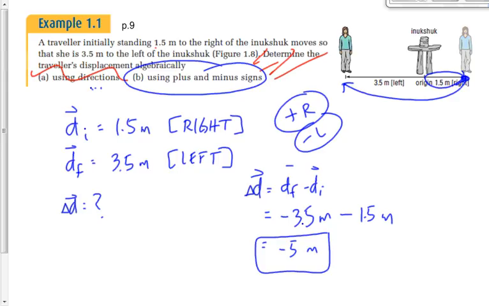When you see these questions pop up in a minute that you're going to have to do yourself, first identify what you got. Do you have two positions or do you have two displacements? If you have positions like we do here, subtract them. Make left negative, right positive, and subtract them. If you have displacements, then add them together. I walk 3.5 and I walk 1.5, we're going to add them together.